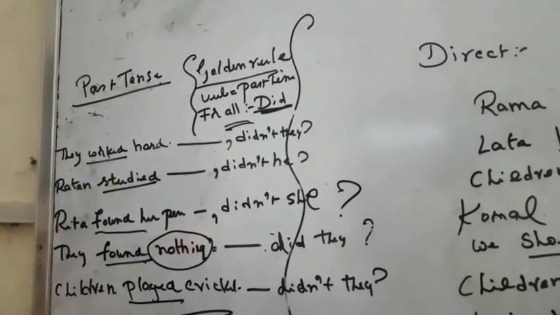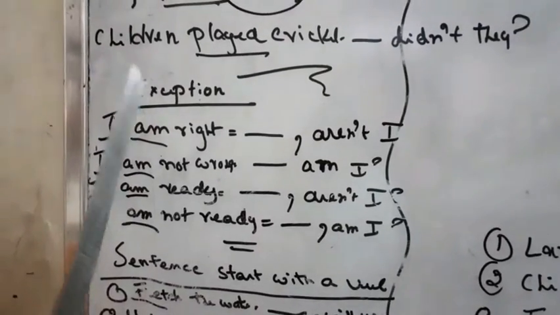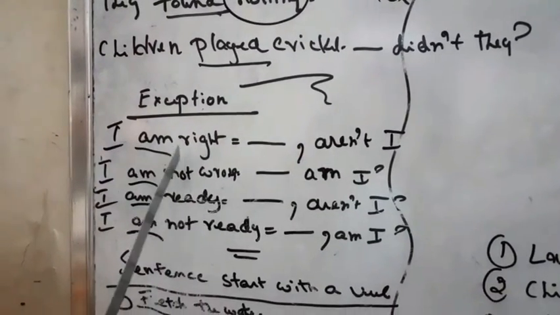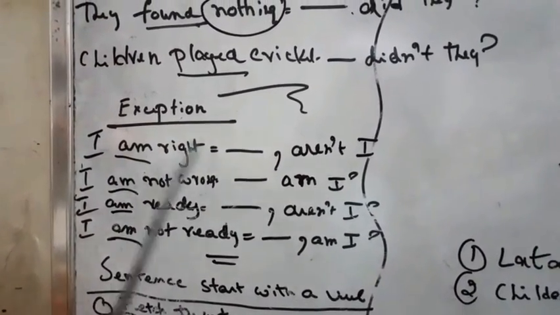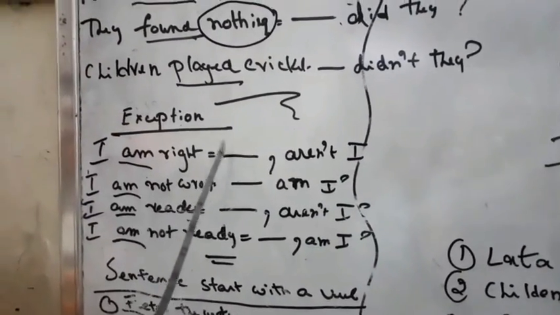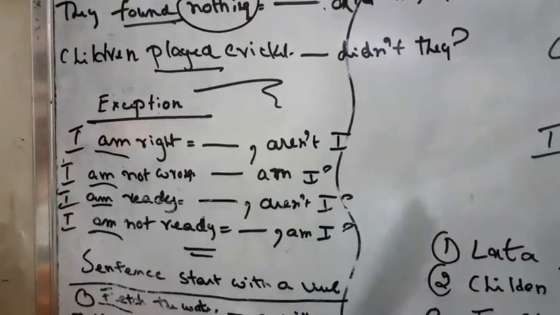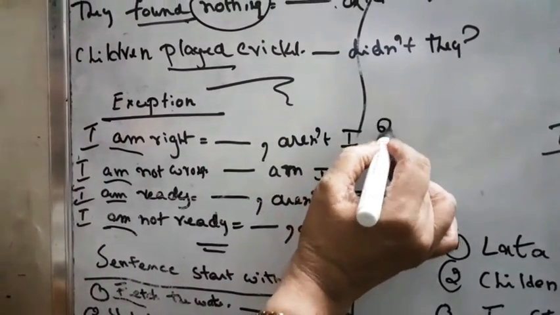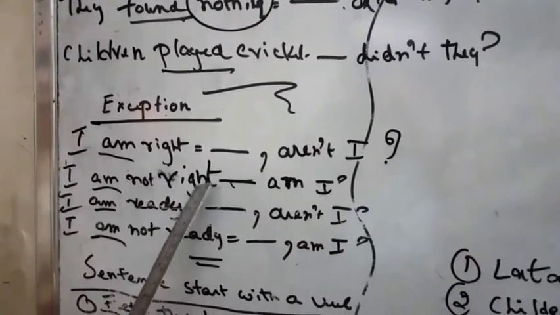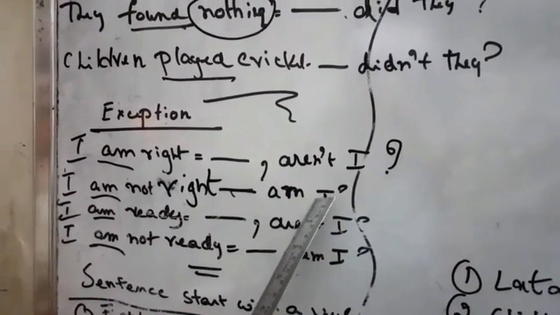Okay? Now, see. There are some exceptions. For example, I am right. You can't say, amn't I. You have to say, I am right, aren't I? Now, I am not right. Now you have to write, am I?